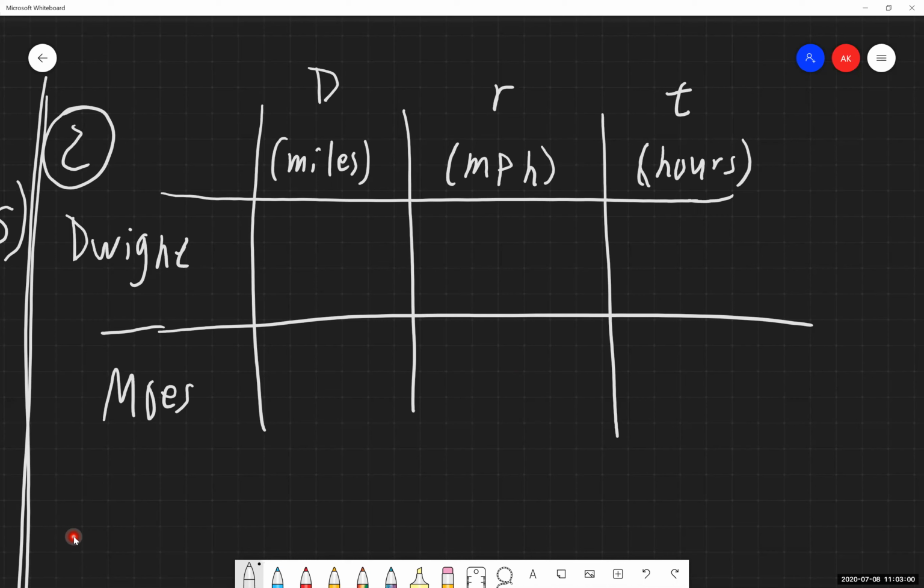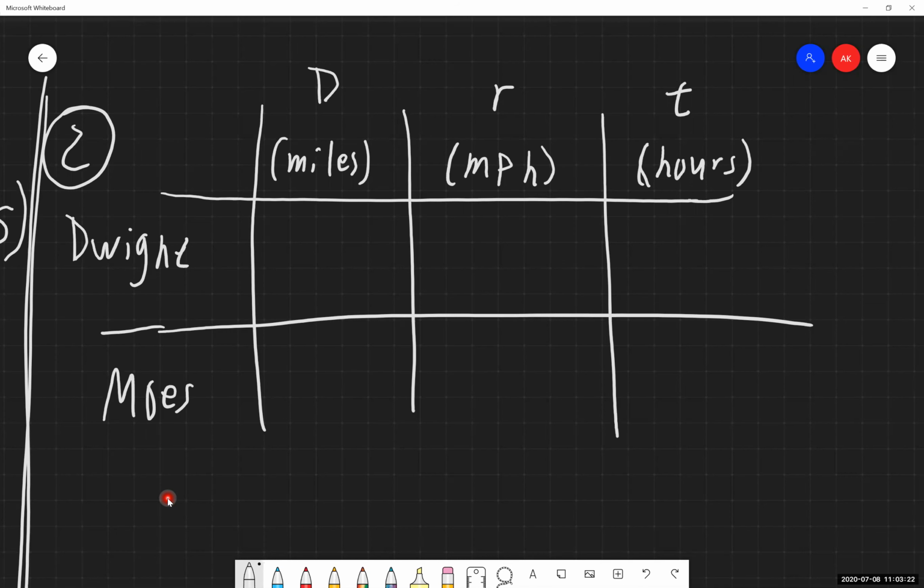Dwight and Mose drove 2 hours to the restaurant. So looking at our time, we're going to have here... Did I get the wrong problem? Okay, there we go. Sorry, my screen jumped to a different part here, and I had some stuff looking incorrectly.